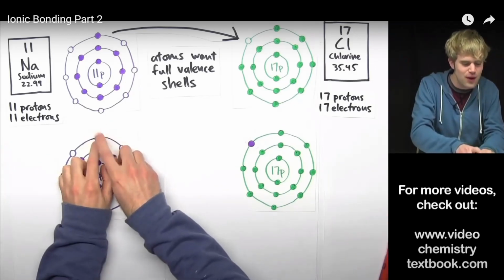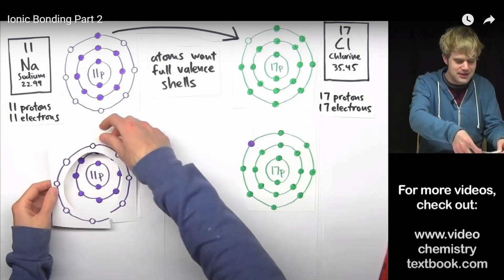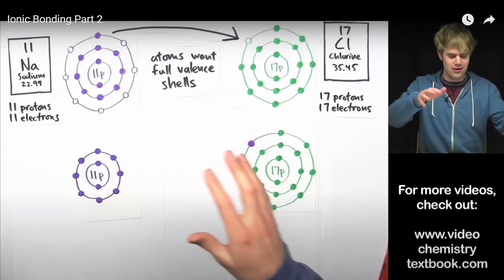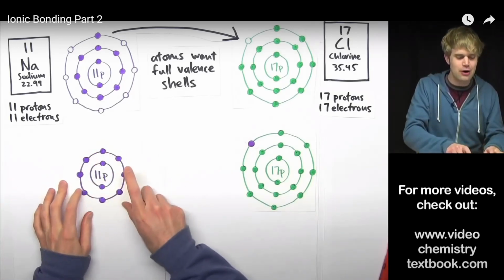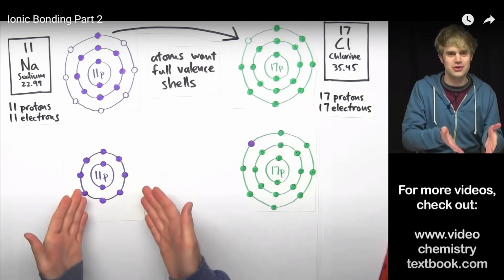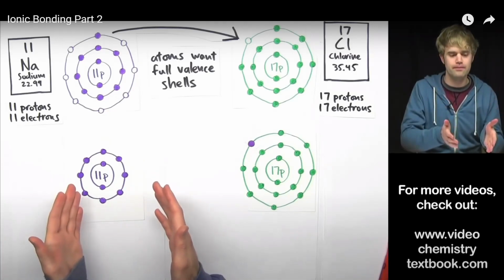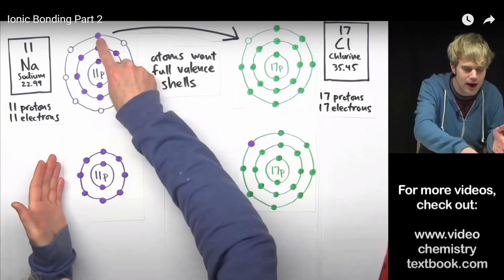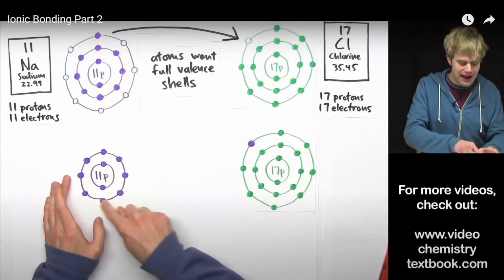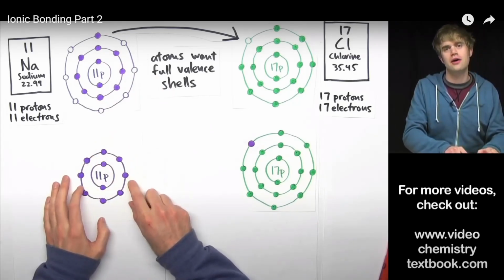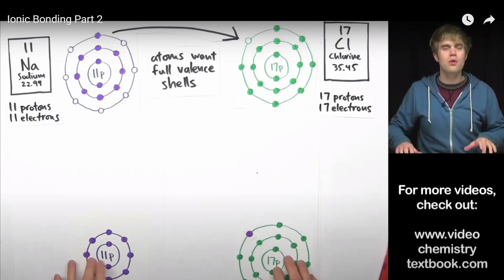Okay, so it gave away this last electron in its valence shell, and now it's like the valence shell just disappears. And this is now sodium's new valence shell. And check it out. It's totally full. So by giving away that one electron, it could get rid of its whole outer shell, and this is its new valence shell. It's full, and sodium's happy. So this is what we end up with.